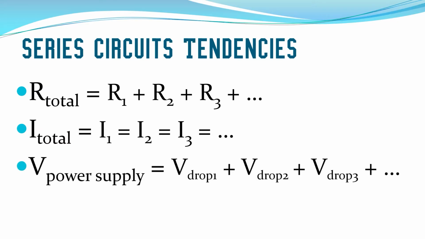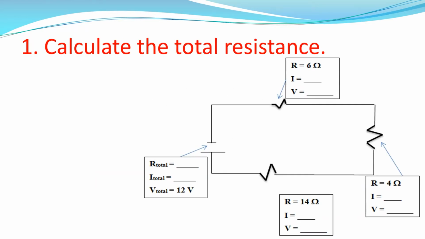And then the voltage of the power supply is the addition or the sum of the voltage drop across every single resistance. Every resistor or every bulb, every motor is going to cause a voltage drop as the electrons pass through. We can apply Ohm's law in our series circuit tendencies with this schematic diagram.